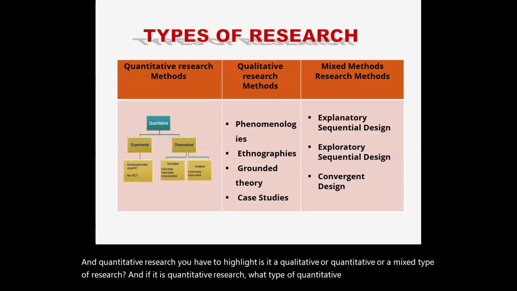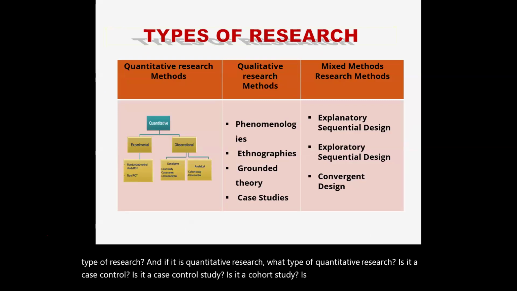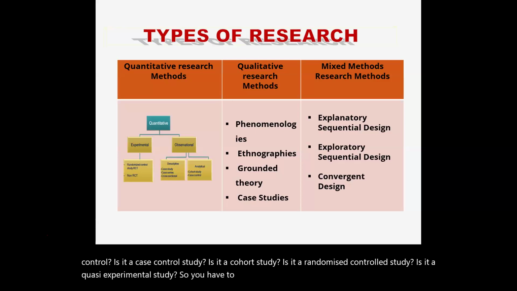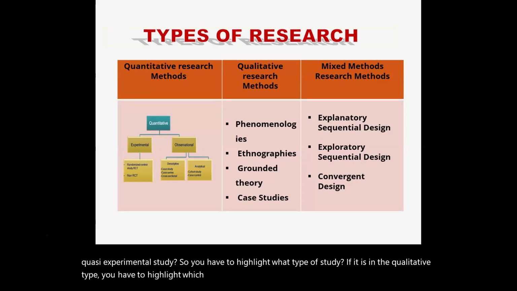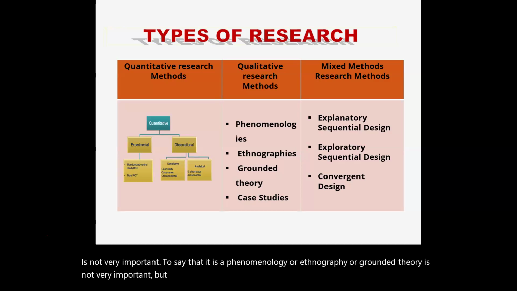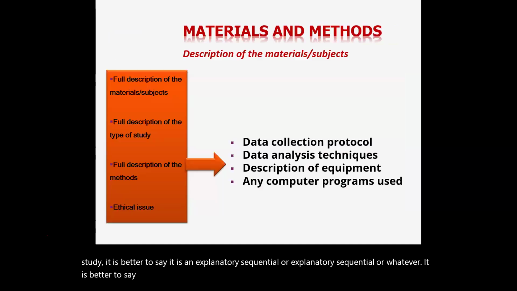Is it a case control study? Is it a cohort study? Is it a randomized control study? Is it a quasi-experimental study? So you have to highlight what type of study. If it is the qualitative type, you have to highlight which type of study, but it's not very important to say that it is a phenomenology or ethnography or grounded theory. It's not very important, but it is better to mention that this study is so and so. And if it is a mixed study, it is better to say it is an explanatory sequential or exploratory sequential or whatever. It is better to say that, but it is not necessary.